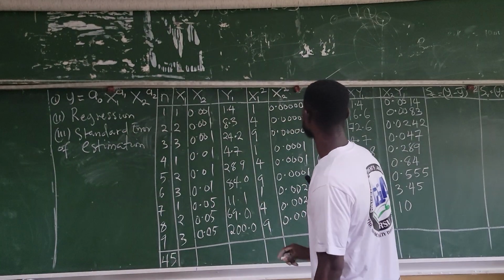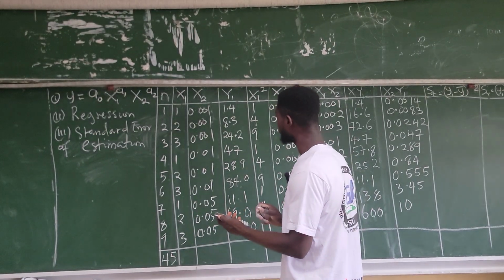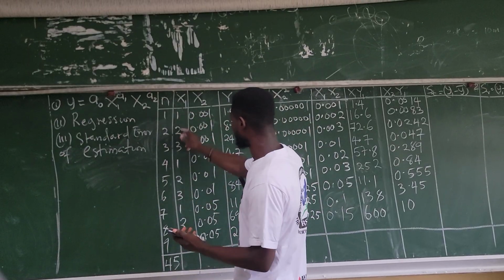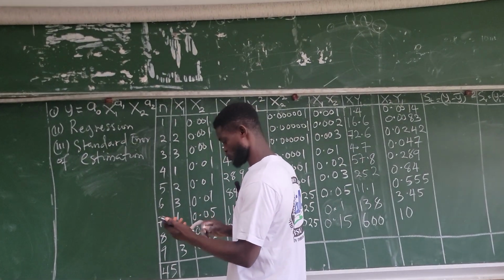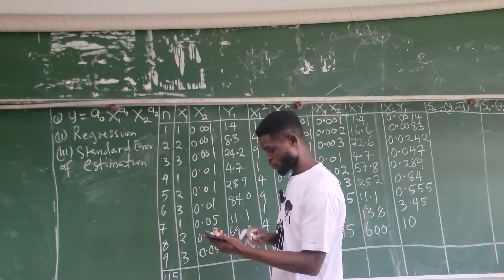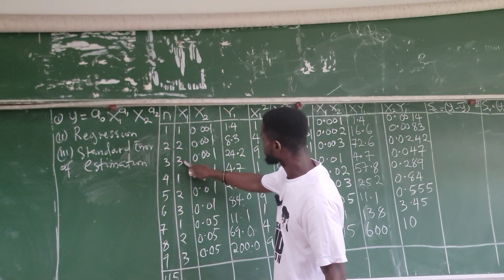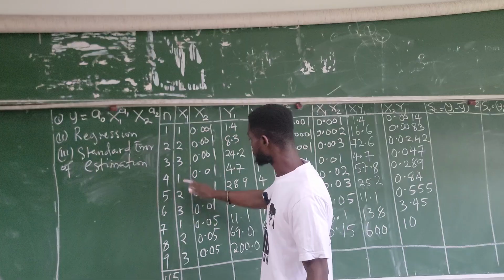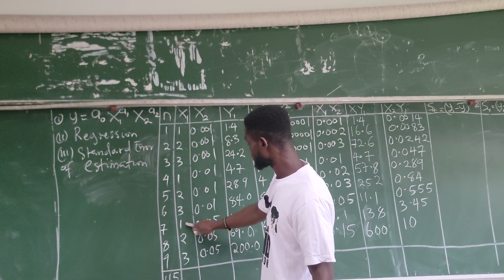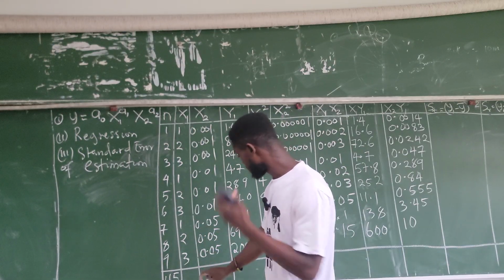y1. So let's sum y1. So y1 becomes 1.4. Okay, sorry, we'll skip this. Let's sum this. That is 1 plus 2 plus 3 plus 1, 1, 3, 6, 7, 9, 12, 13, 13, 15, 18. So this is 18.